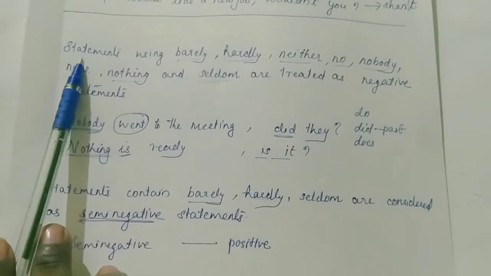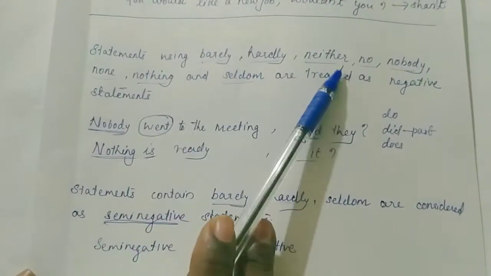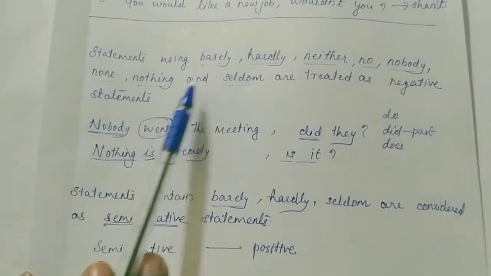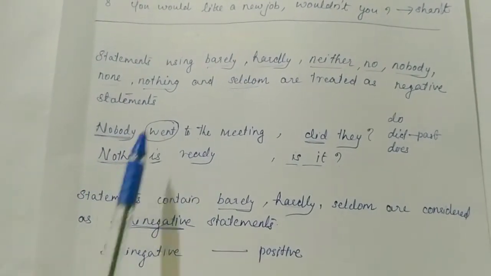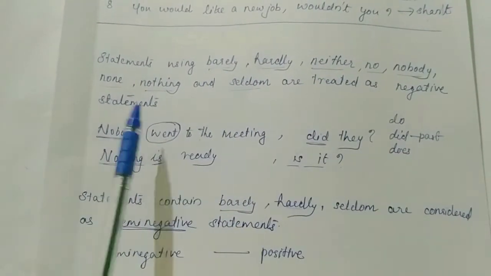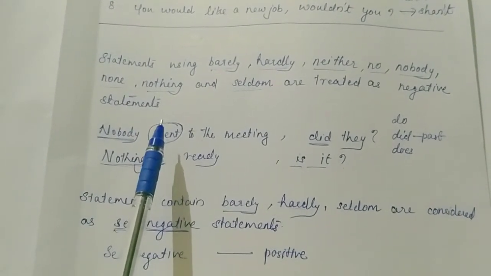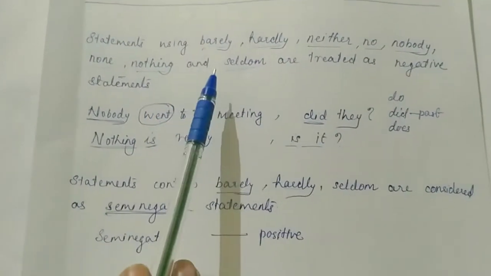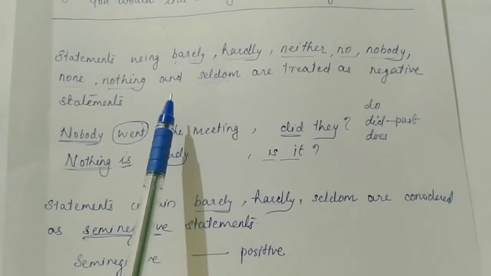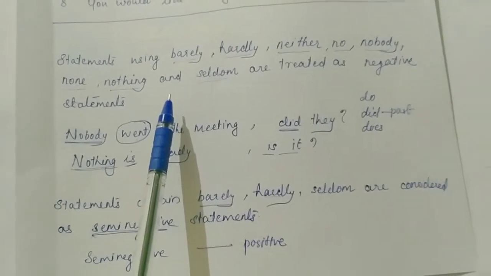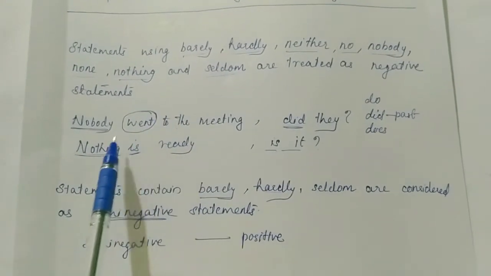The next point is that statements using barely, hardly, neither, no, nobody, none, nothing and seldom are treated as negative statements. That means these words, neither, no, nobody, none, nothing, are negation words, showing negative forms. So if those words are there, we can treat that sentence as a negative statement. And as I have told you, negative statements will have positive question tags.